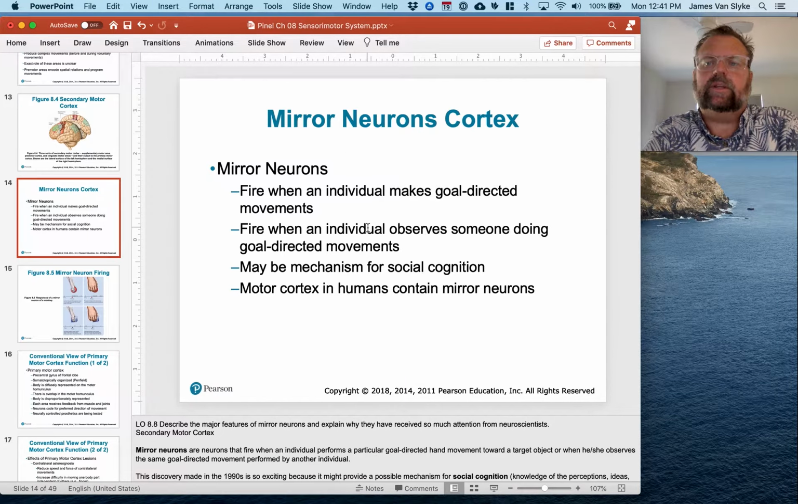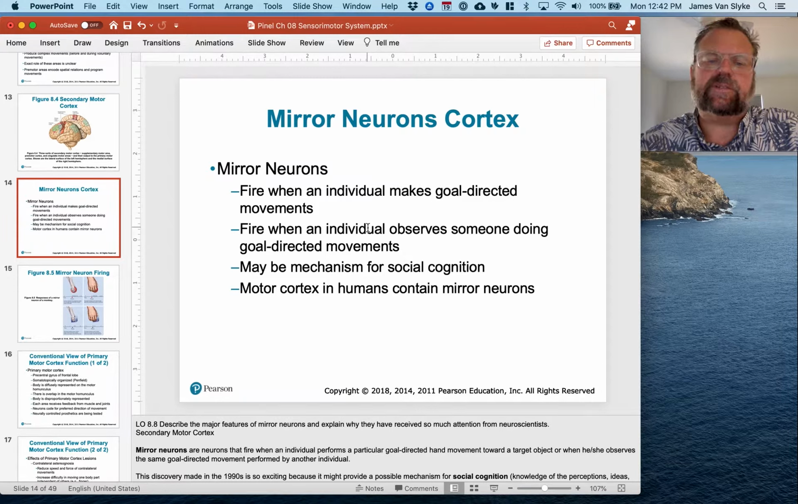The new and really interesting discovery that was originally found in the macaque monkey is the existence of what are called mirror neurons. And what's interesting about mirror neurons is they are neurons that fire both when you're observing a particular action occurring, as well as when you perform those same types of actions.